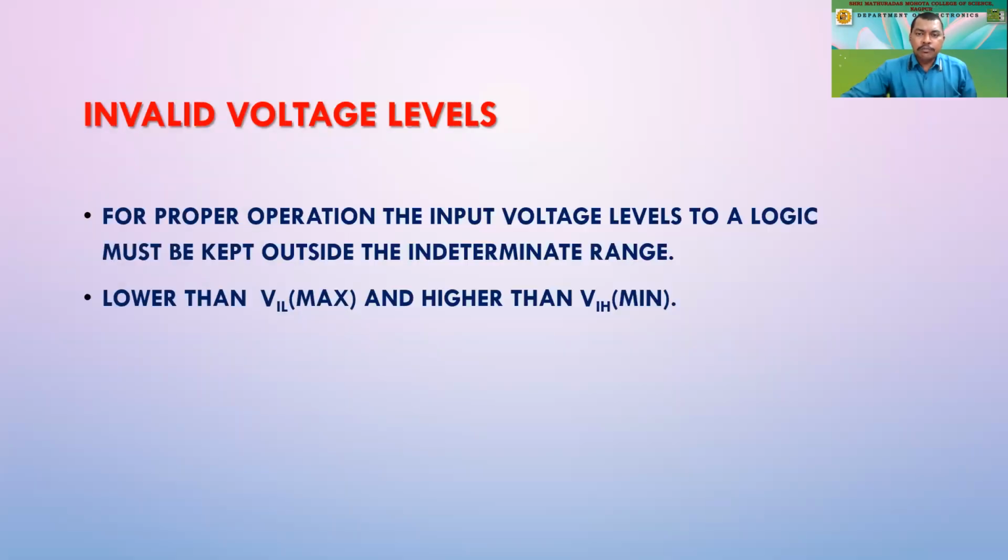For proper operation, the input voltage levels to a logic gate must be kept outside the intermediate range that I have shown you in the last slide, lower than VIL max and higher than VIH min. So whenever we give up to 5 volts or more than 4 volts, it will be above that. Similarly, on the lower side, we might have zero voltage or ground, or slightly higher than that, around 1.1 or so.